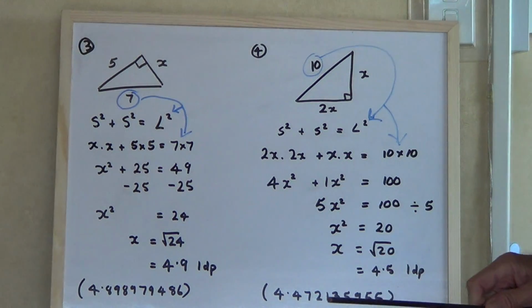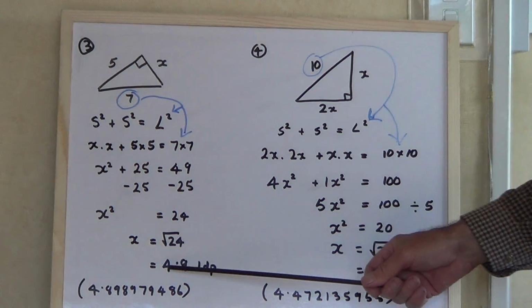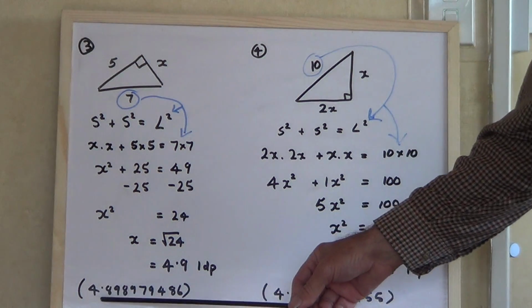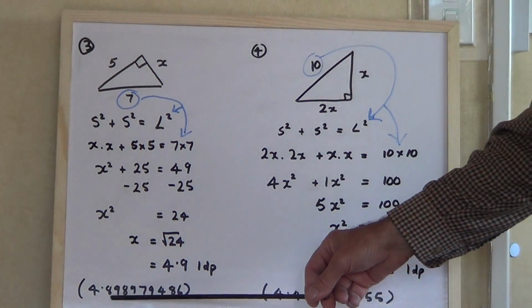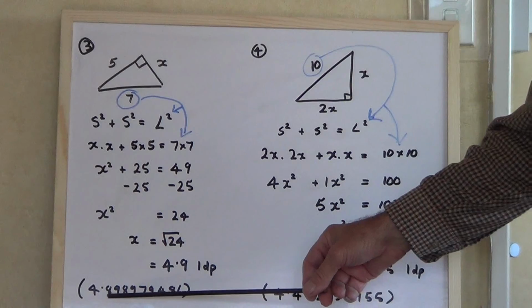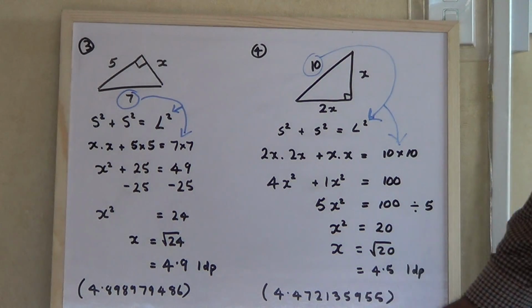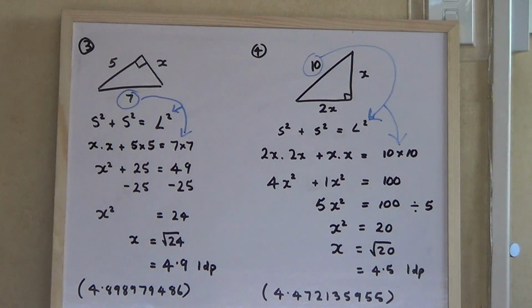You've got 24 there, and x is the square root of 24. Now, that's 4.9 to 1 decimal place. On the calculator you've got 4.898979486. If you want it to 1 decimal place, you look at 89 and you say to yourself, is 89 closer to 90 or 80? It's closer to 90, isn't it? So that's why you get 4.9. If it was 85, you would still round it up to 9.